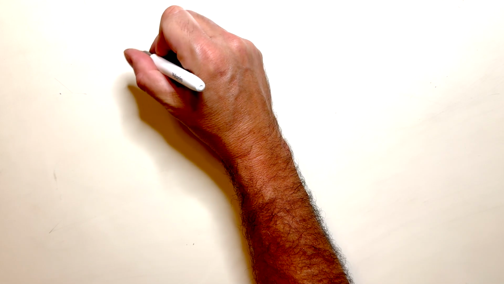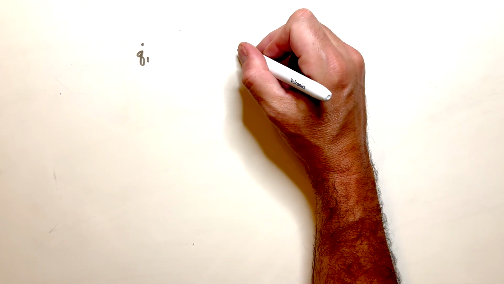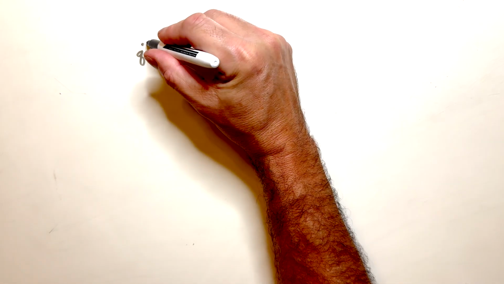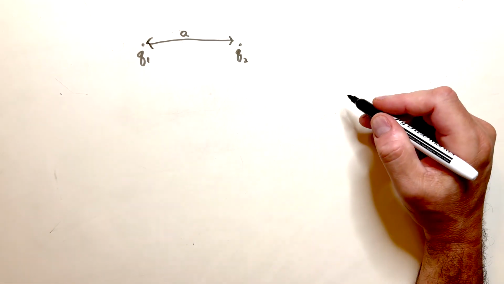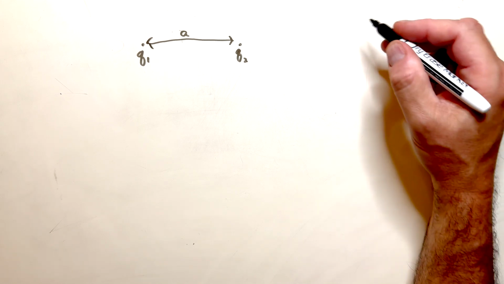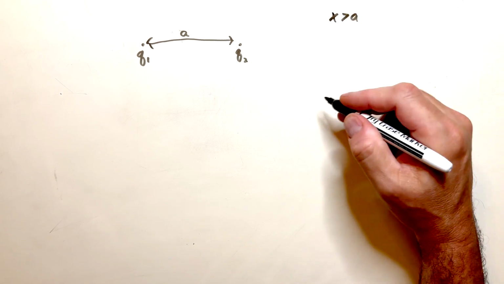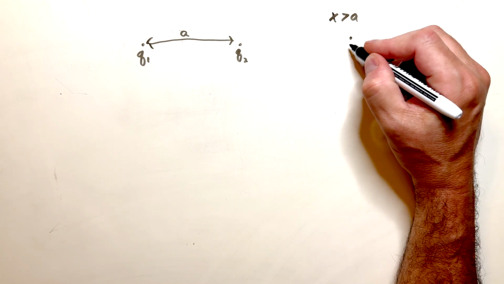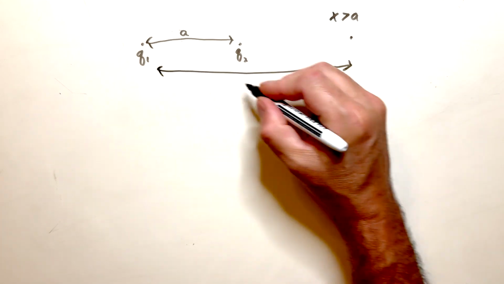So we'll draw a diagram. We have Q1 located at x equals 0 and Q2 located at x equals A. So the distance between these two is A. And we want to consider the region x greater than A. So just pick some point over here. This will be where our test charge is located. It's a distance x away. So this distance is x.